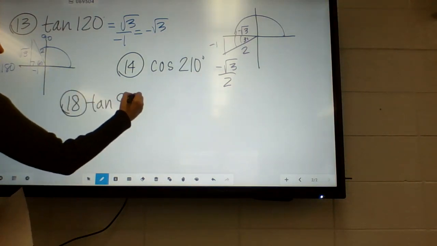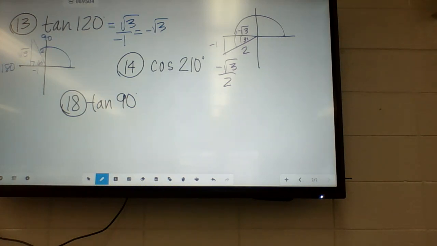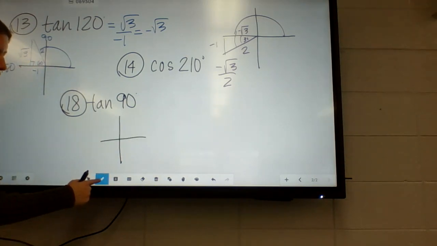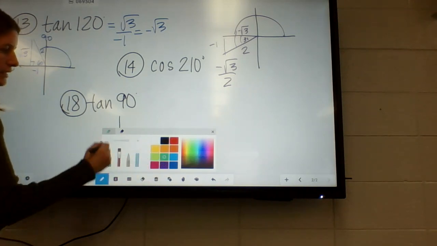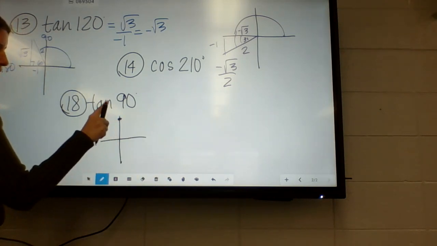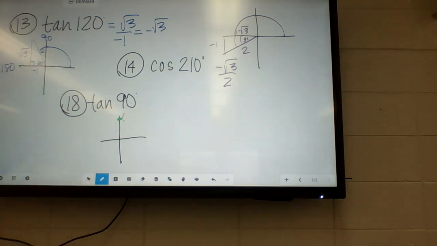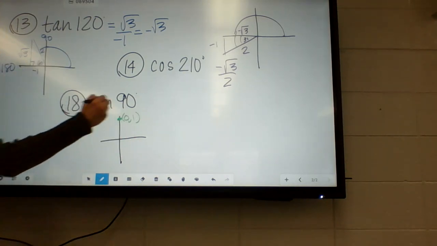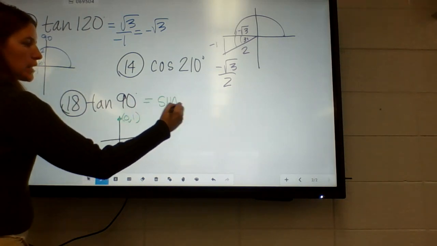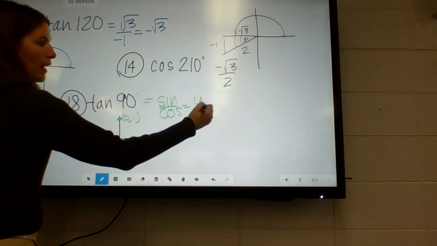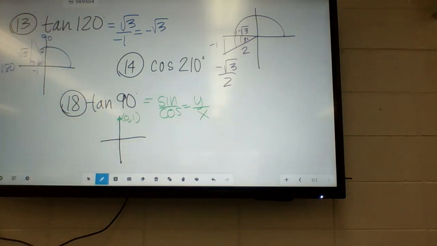Now tangent of 90. Any of the 90, 180, 270, 360, all of those are quadrantal angles, so they're right on the axis. So these ones are a little bit trickier, and they're really easy to get mixed up. So 90 degrees is up here. This coordinate point, we don't go left or right at all, we just go up 1. So this would be 0, 1. Now we learned yesterday that tangent is sine over cosine, or y over x. So you're going to put the 1 over 0.